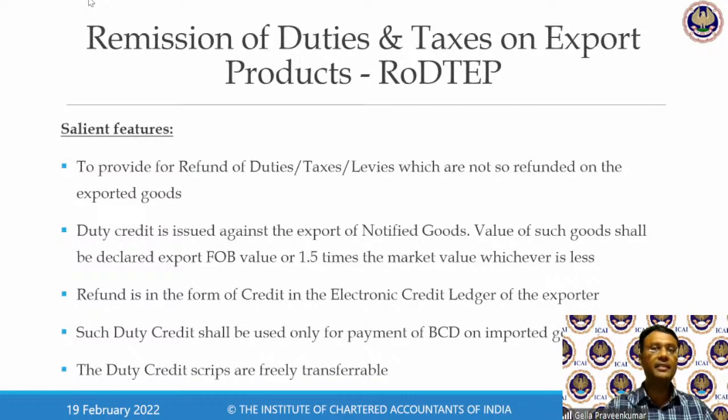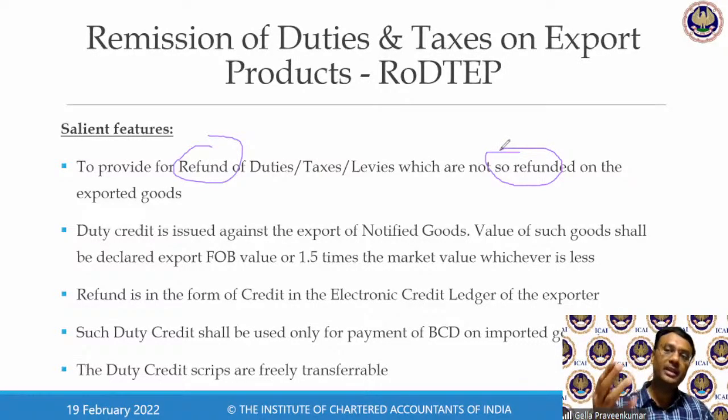So the main salient feature of this scheme is to provide a refund where the exemption is not there or it was not refunded back. Please keep in mind, if the duty or tax levied has to be exempted, it should be refunded. For example, IGST: I can procure the goods without payment of IGST, or if I have paid it, I can claim a refund. So when you are getting a refund of IGST paid under Rule 96A, you don't come to RODTEP.